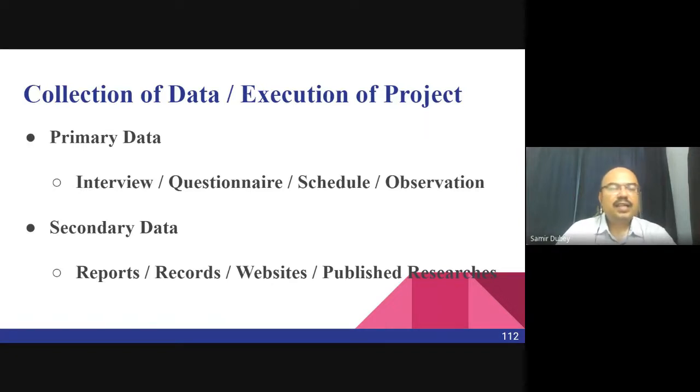Then the secondary data can be collected. Secondary data is basically the data which is already in the public domain. We collect this data from reports, like the annual reports of companies, or from records of government departments which are already available on their website. From websites, blogs, organizational websites, and the websites of different communities, we collect secondary data. Then there are published researches as well, so you can collect data from published researches. So this is secondary data.